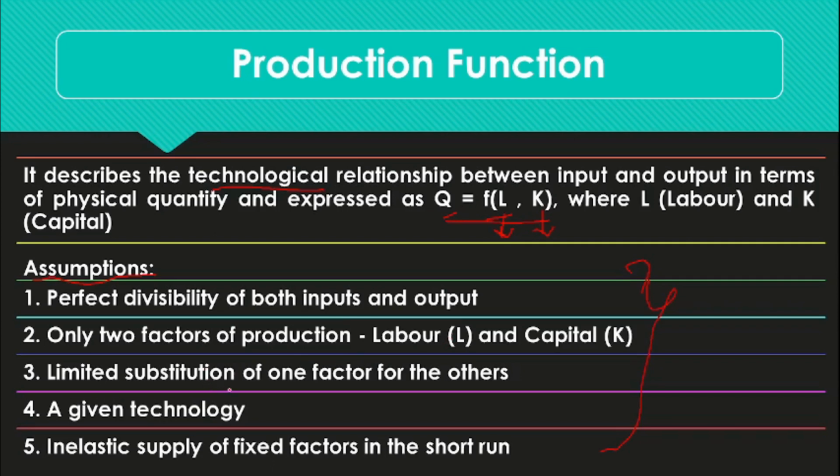Then third one is limited substitution of one factor for the other. So what we do, we limit the substitution. You cannot say, okay, capital is costly, so don't use this, keep on increasing the labor so you can have more production. No, it is not like that. There is limited substitution between these two. It is not viable to increase your production after a certain point just by increasing any one of these.